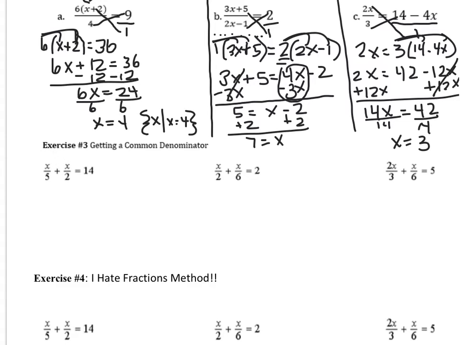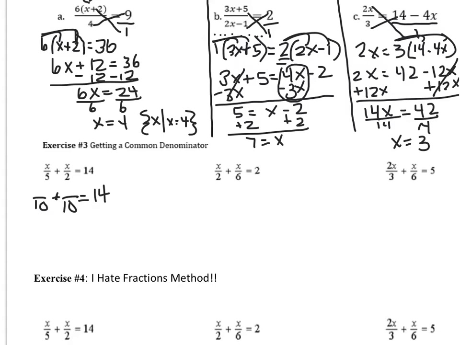So in order to cross multiply, we have to first find the sum of x over 5 and x over 2. Now back in Ms. Dromgold's class, when you learned how to add fractions, you learned that you need a common denominator. Our denominators are 5 and 2. So I'm going to use 10 as my common denominator, because 5 is a factor of 10 and 2 is a factor of 10.